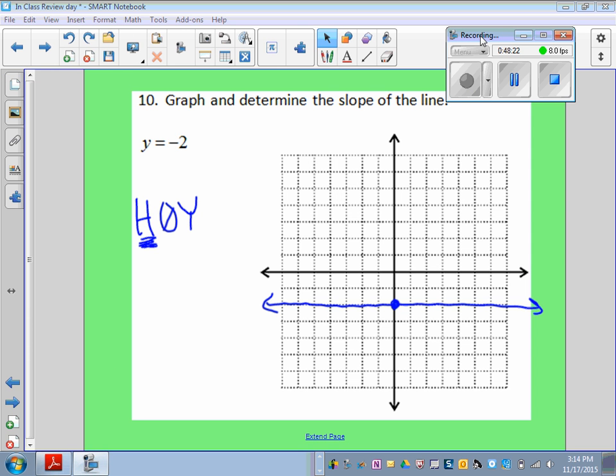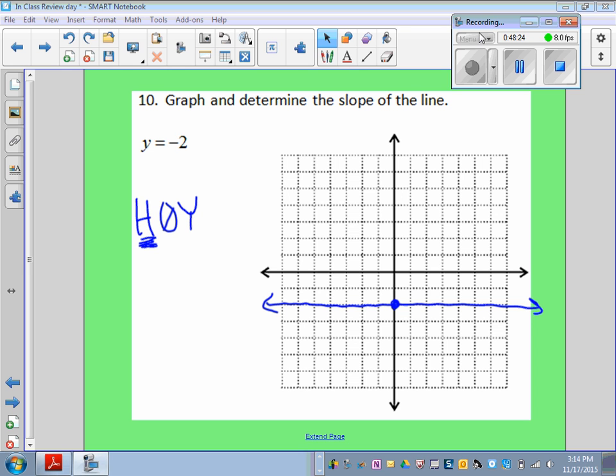Alright, so again, a horizontal line is when we have y equals, and so here we have y equals negative 2. So we plotted the point negative 2 for y, and then we have our horizontal line there. Also, our slope is going to be 0 for any horizontal line. Okay. And again, we use the acronym HOY to help us out with that.